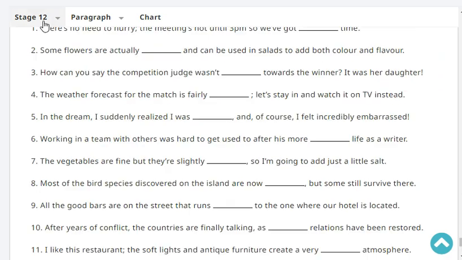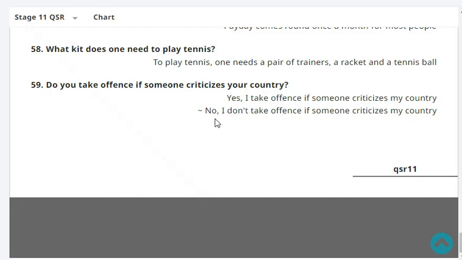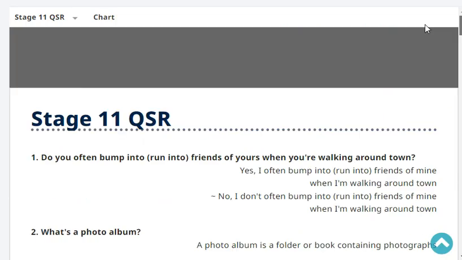Let's move on to stage 11. Quick stage revision. Okay, and then full stage revision. Okay, here we go. Let's start.